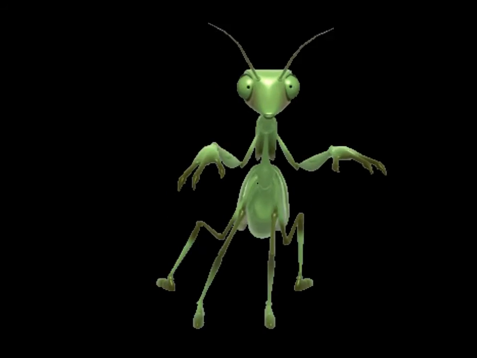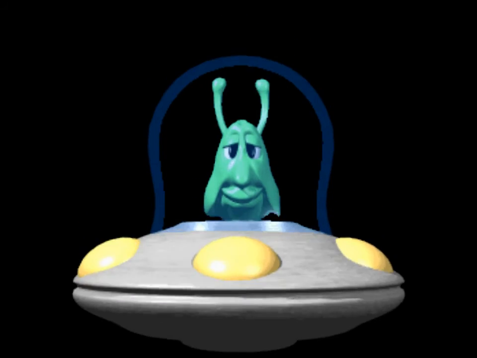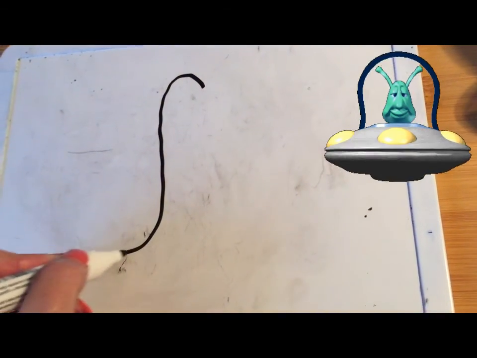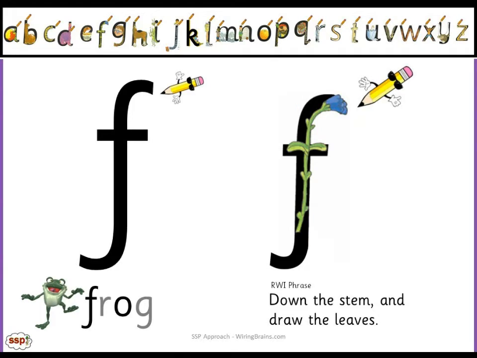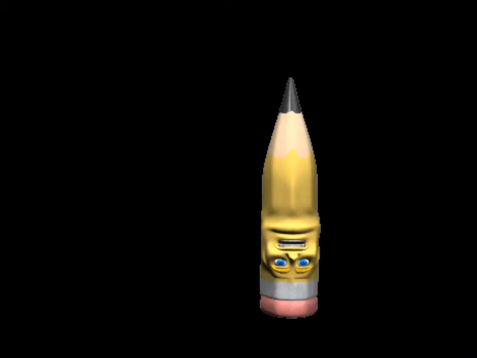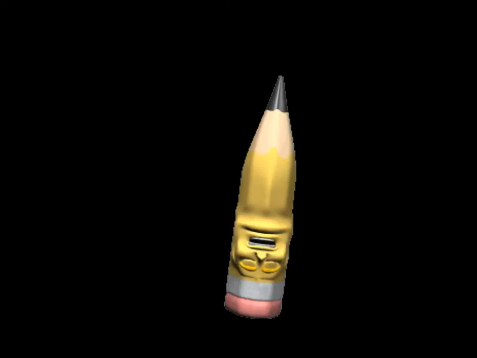Are you ready? Monster f, frog. Down the stem and draw the leaves. Rub it off, rub it off.